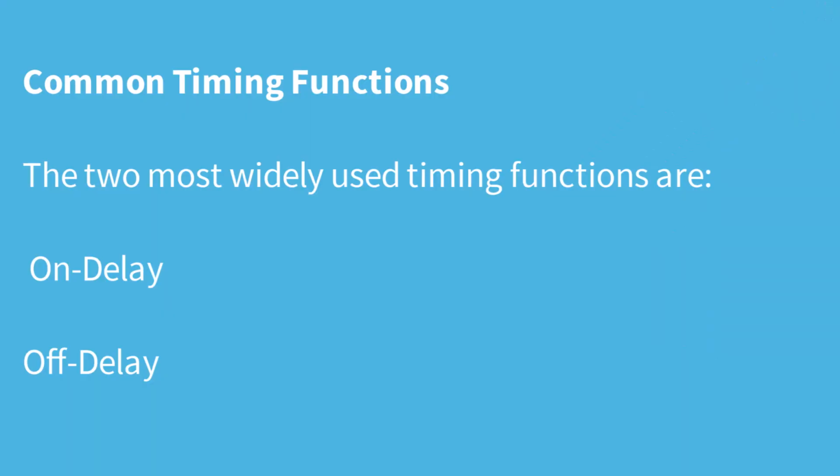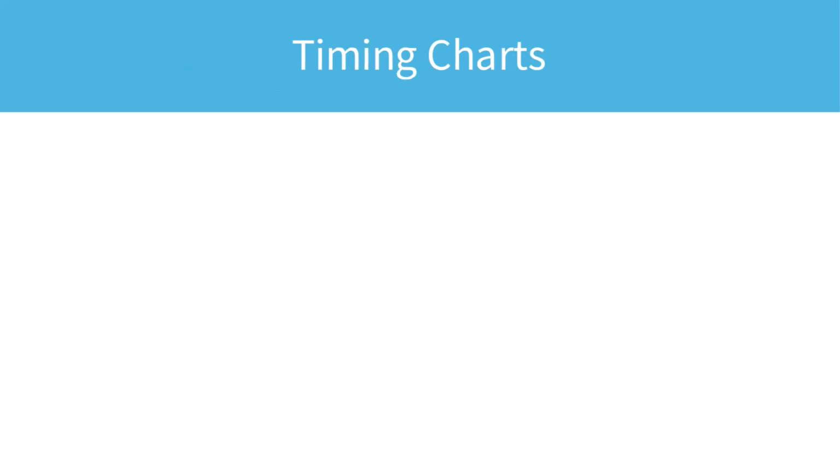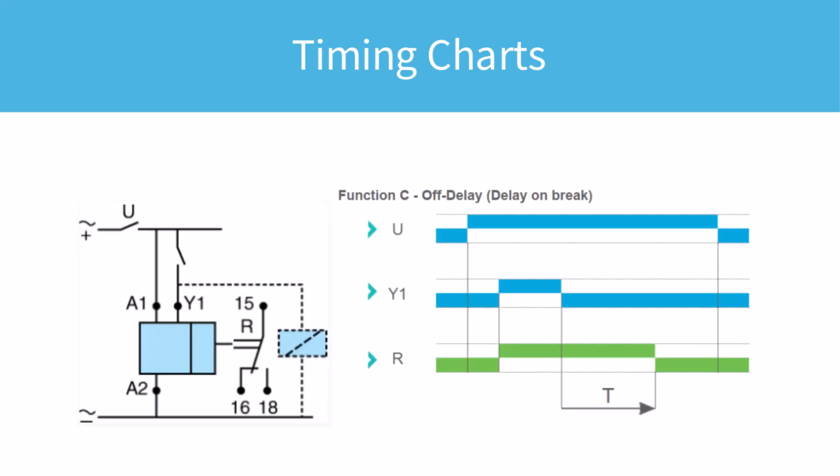Common timing functions. The two most widely used timing functions are on delay and off delay. Timing charts. Timing charts are used to graphically depict the operational relationship between the coil, the control contact, and the timer relay contacts for each timing function.